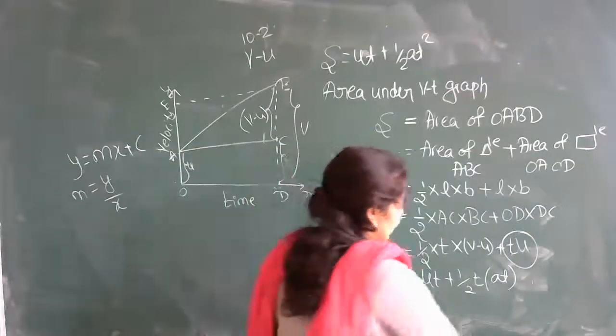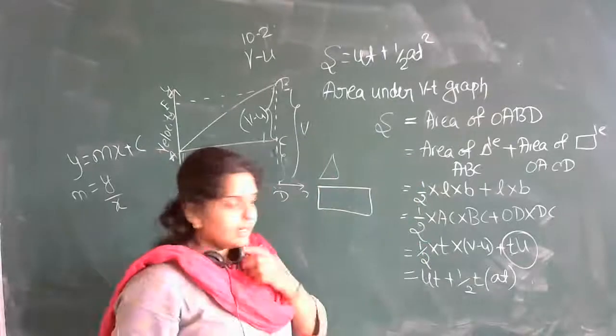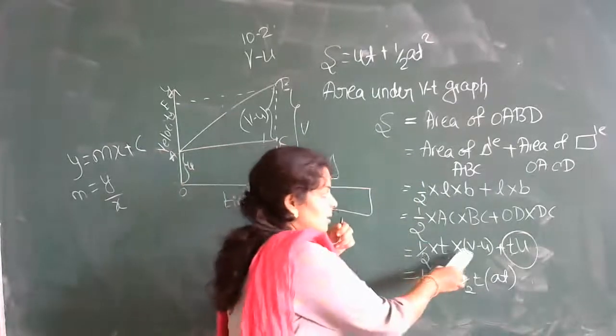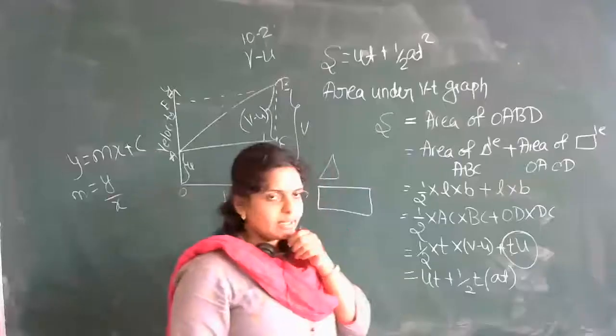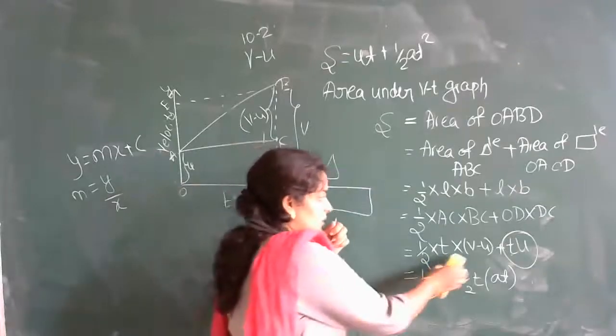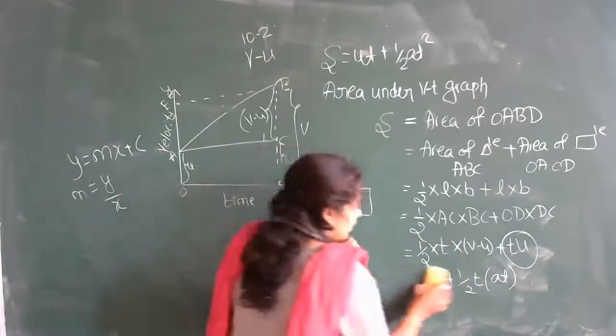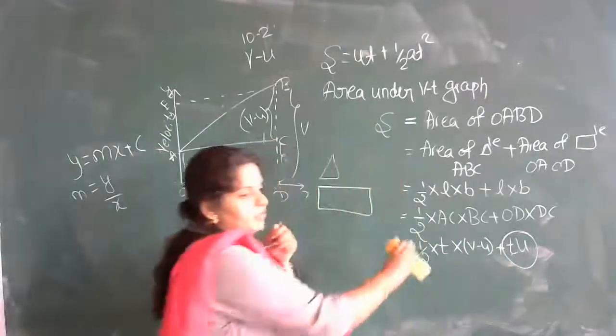From where I'll tell you. See this, here we have half t into v minus u plus ut. Correct? Here, what do you do? This one you just simplify. Okay, how I'll tell you. See, everything you can take the same.